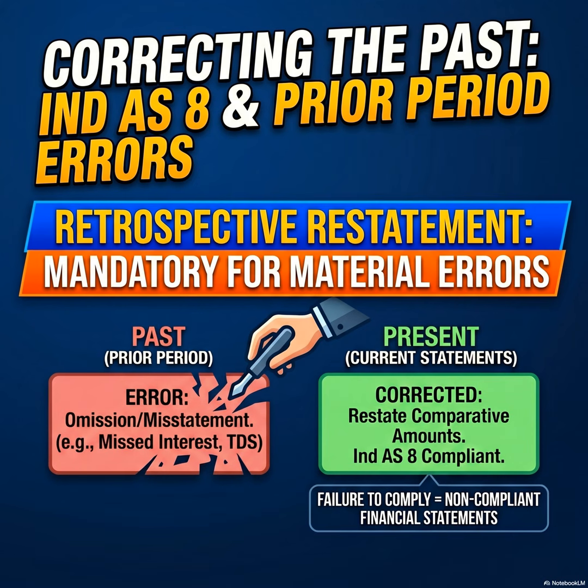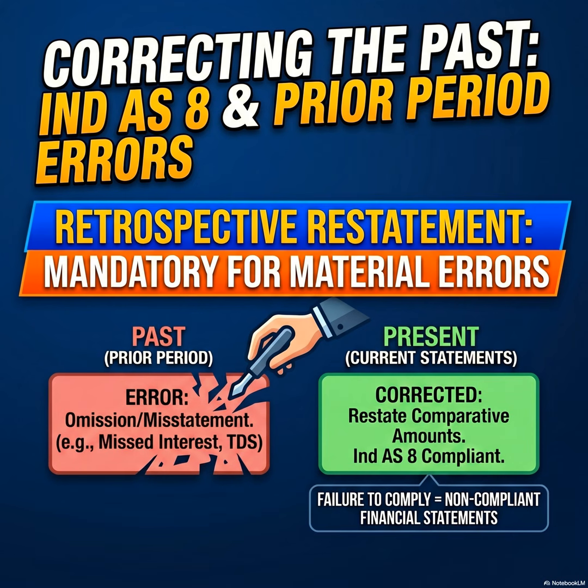Exactly. It defines a prior period error as an omission arising from a failure to use or misuse of reliable information that meets two specific conditions. Okay, lay them out. What are the conditions? First, the information was available when the financial statements for those periods were approved for issue. Meaning it existed in the universe somewhere before the board signed off. Right. And second, and this is the kicker, it could reasonably be expected to have been obtained and taken into account. Reasonably be expected to have been obtained. That's a heavy phrase. It puts the burden of proof entirely on the company.